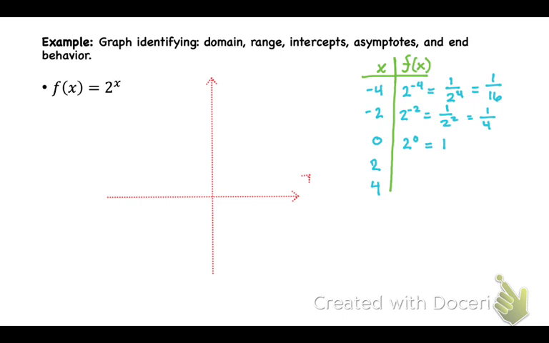Okay, 2 to the 0 is 1. Good job, that was quick. 2 to the second is 4, and 2 to the 4th is 16. So it isn't symmetrical, is it?